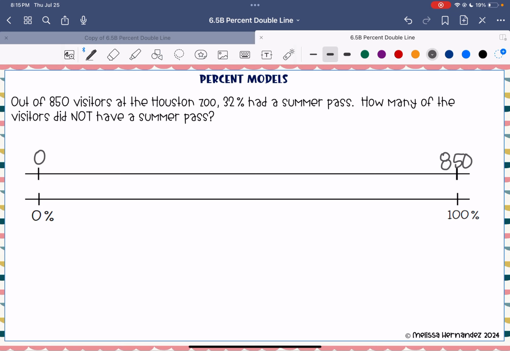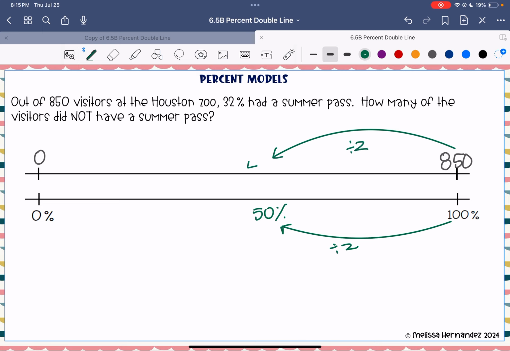Now, if I wanted to figure out what 50% was, I would just divide 100% by 2, meaning I also have to divide 850 by 2 to get 425. Well, I'm not interested in 50%. I'm actually interested in 32%. Now, 32% is a little harder to get to, so we'll go to 10%.